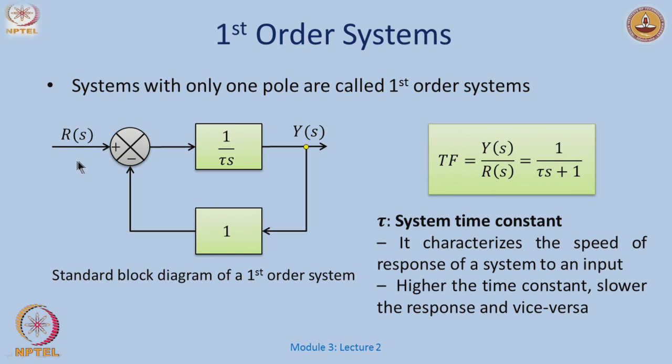and usually r could be the reference signal which my system is subject to, and I will see how my system behaves for different reference signals. The tau is a system constant and it characterizes the speed of the response of a system to an input, and we will see this with the help of an example. So, let us start with dealing with first order transfer functions which look like this, 1 over tau s plus 1.